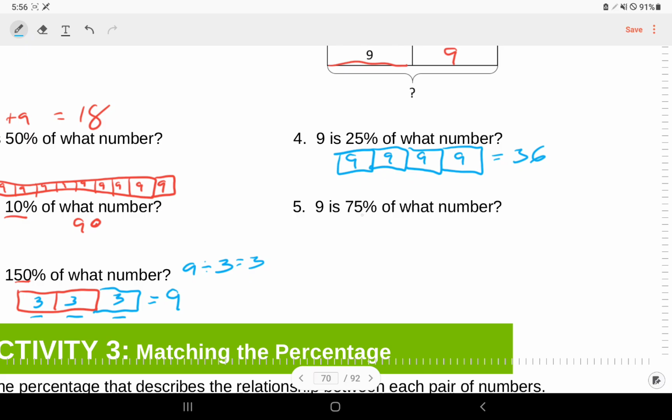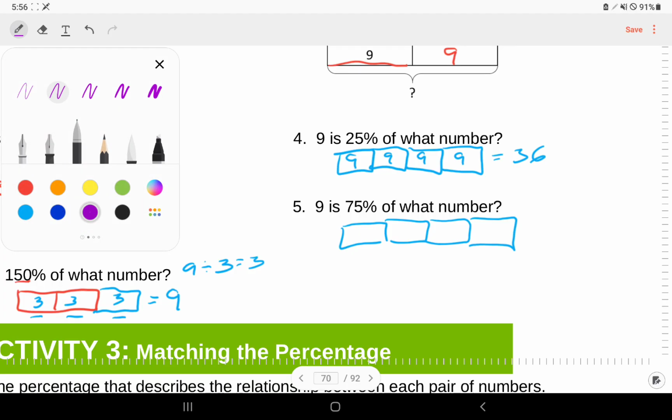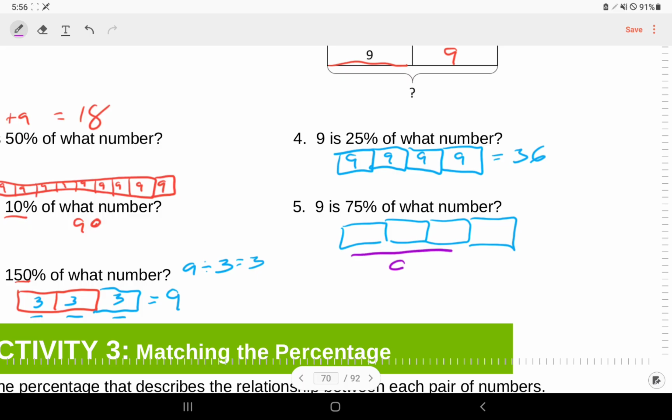Here, it's similar. So we know we have 4 boxes. But we know that these 3 add up to 9. And so we want to know what the total is. So we do 9 divided by 3, and we get 3. So that means each box is 3. And so 3 plus 3 is 6, plus 3 is 9, plus 3 is 12. Okay, and that is lesson 13.